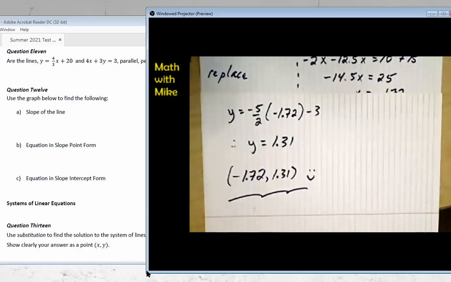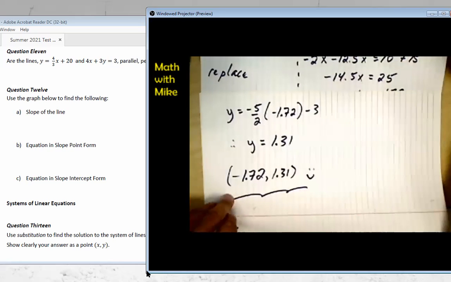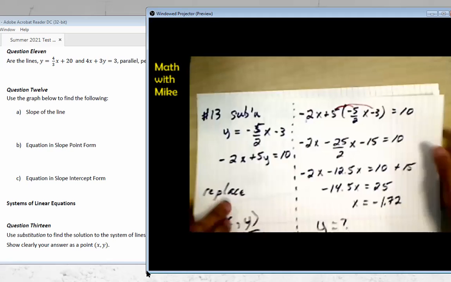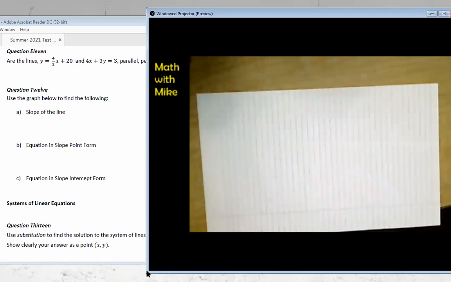Okay, that was 13. Number 14 is elimination. Number 14 is off the screen is what that is.